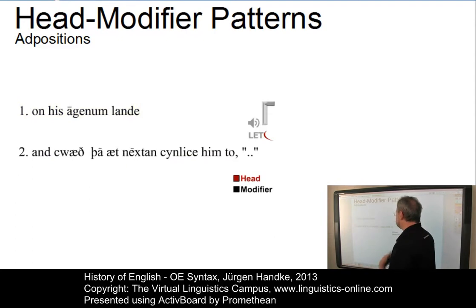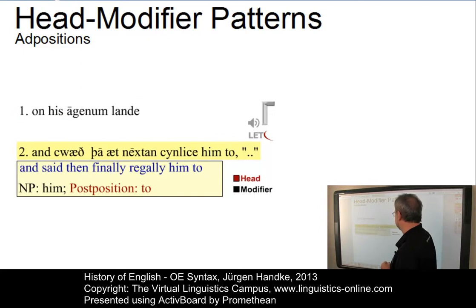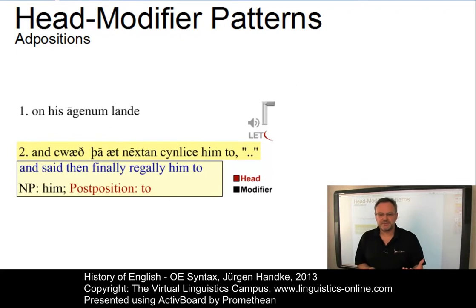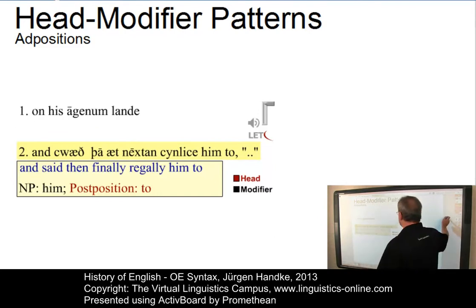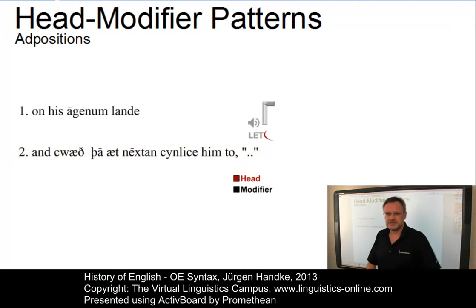But you can also find examples of postpositions. And cwæð þa et nextan cynelice him to. Him to is clearly an example of a postposition, so the term postpositional phrase should also be quite adequate here. So the adposition, which is the head in such adpositional phrases, can either occur at the beginning or at the end. Both patterns were possible in Old English.